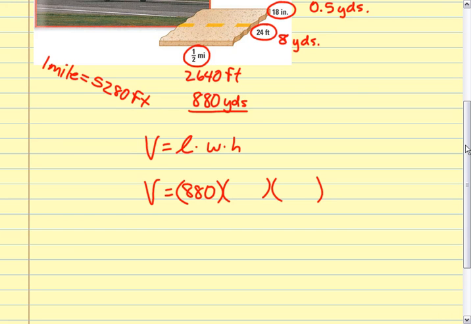What would you like me to replace the L with? 880 yards. Okay. Aiden says that that's going to be our length. What would you like to replace the width with? 8 yards. Okay. So you're saying that that's the width. I like it. 8 yards. And then what would you like to replace the H with? 0.5 yards. I like it.